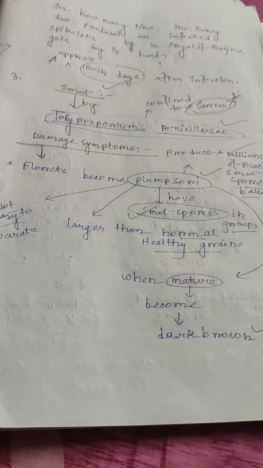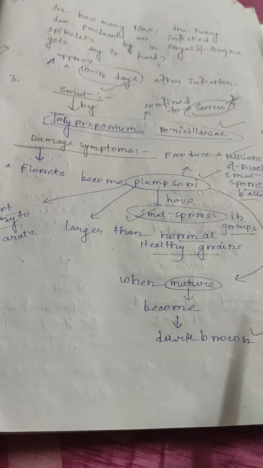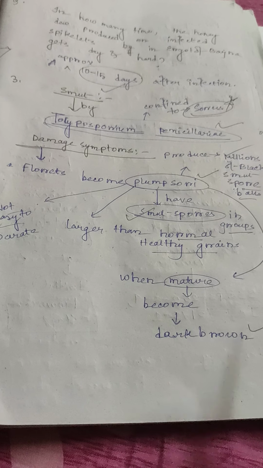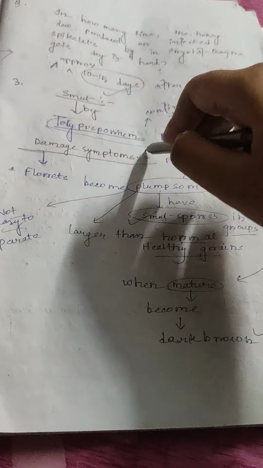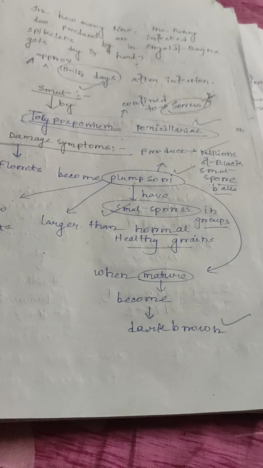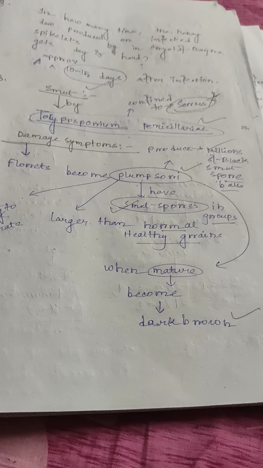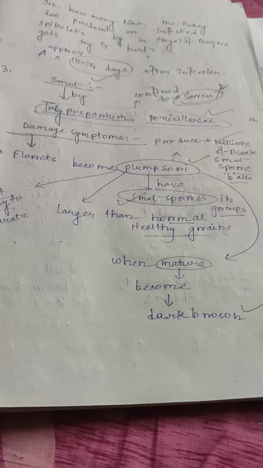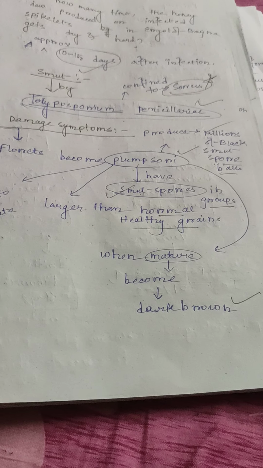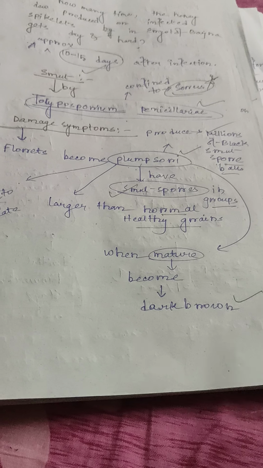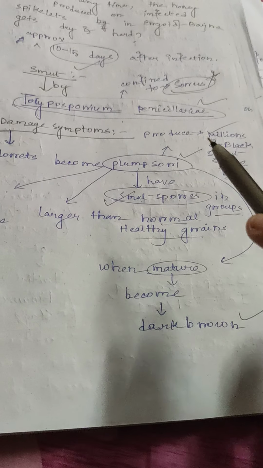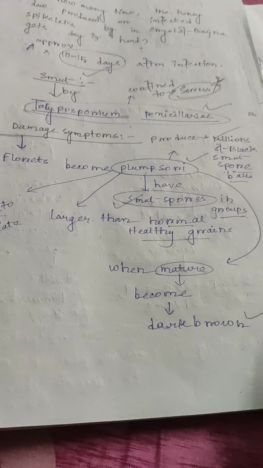So these are the damage symptoms caused by Tolyposporium penicillariae, the smut-causing fungi. This fungus is confined to the sorus. Florets become plump sori. Plump sori produce millions of black smut spore balls, having smut spores in groups. Plump sori are larger than the normal healthy grains of bajra. These are not easy to separate. When the plump sori mature, they become dark brown in color.